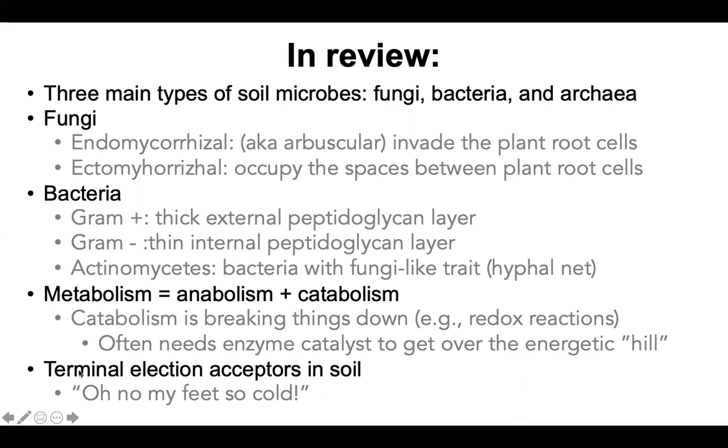Now, deciding how much energy we get from those redox reactions, we have terminal electron acceptors. Oops, typo here. It says election, but it means electron acceptors. And so those terminal electron acceptors, we have a redox ladder, and we have an order of preference of those. So the mnemonic that we use to remember that is, oh no, my feet so cold. We have oxygen as the most preferred, then nitrogen, manganese, iron, sulfate, and then CO2 as our least preferred electron acceptor.